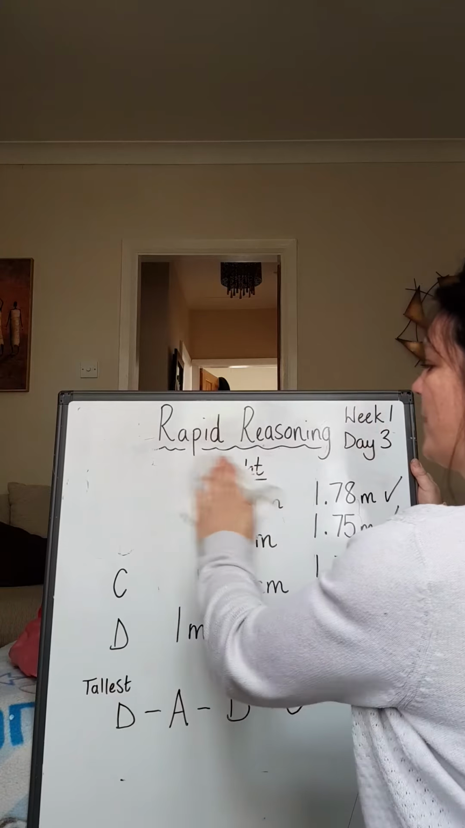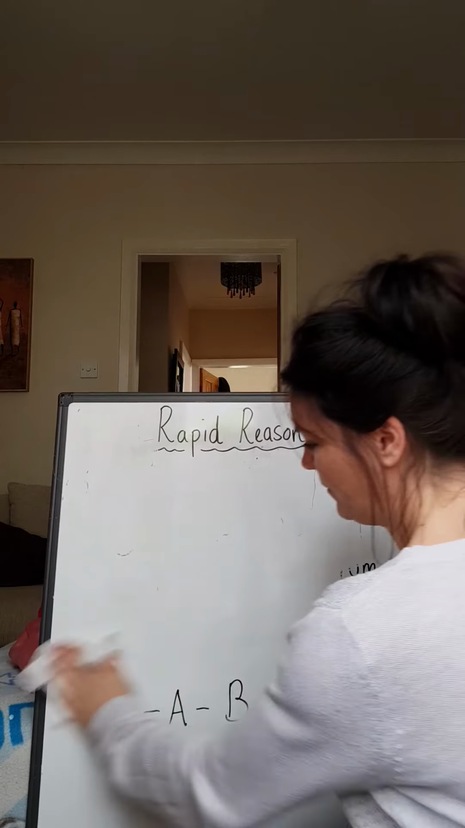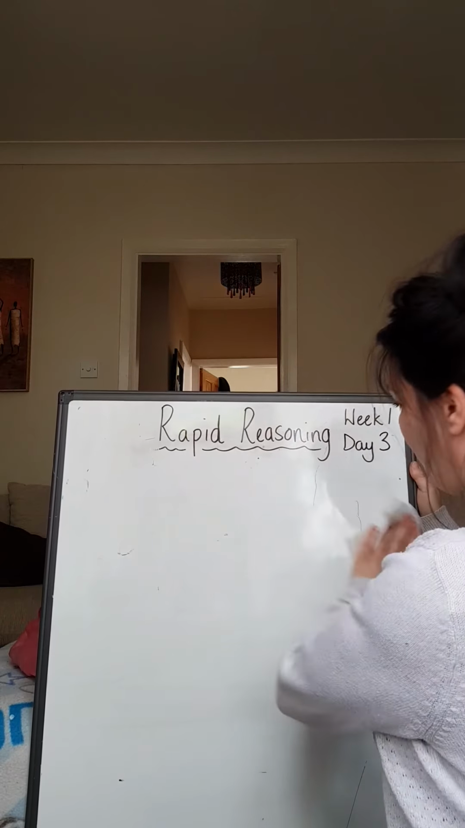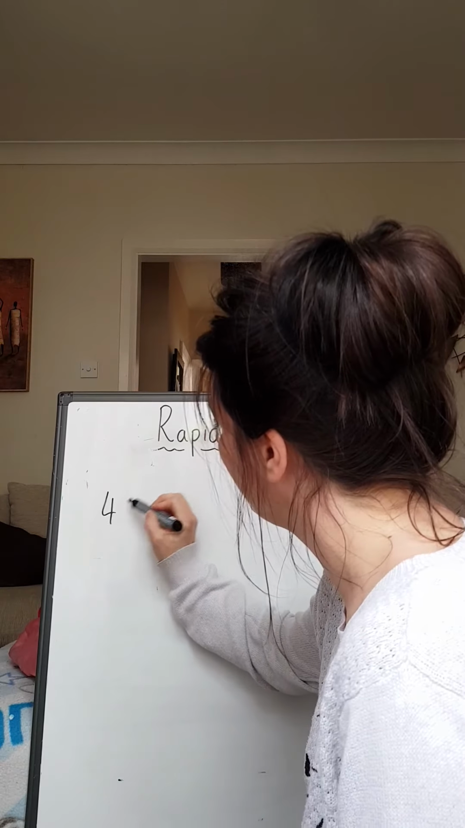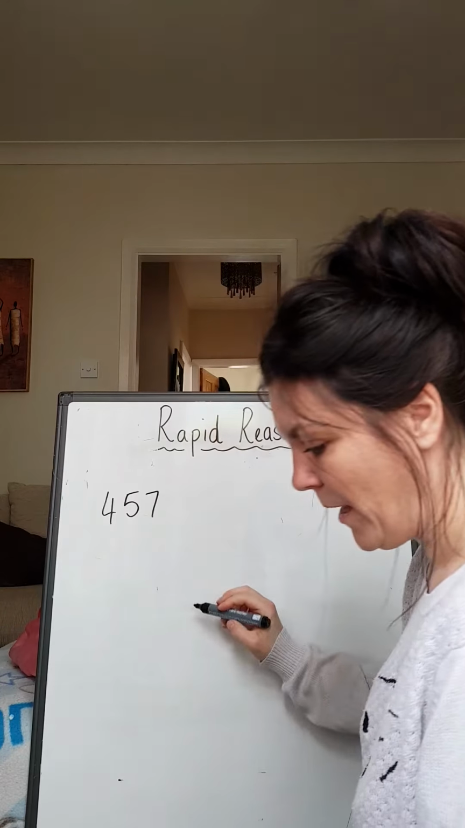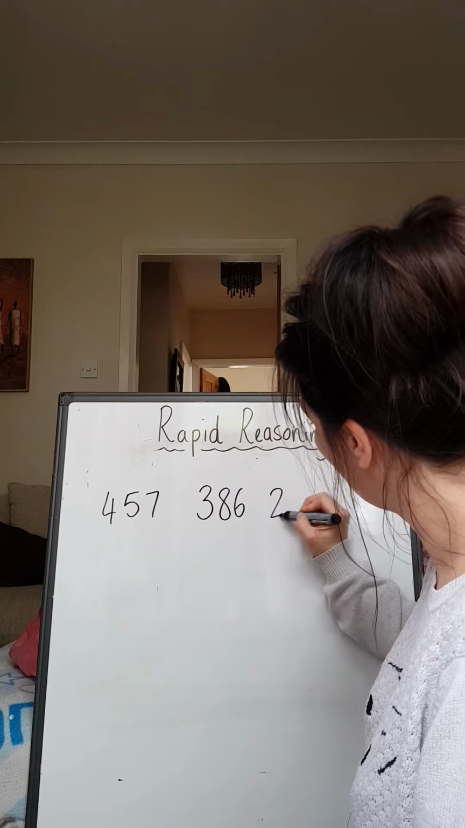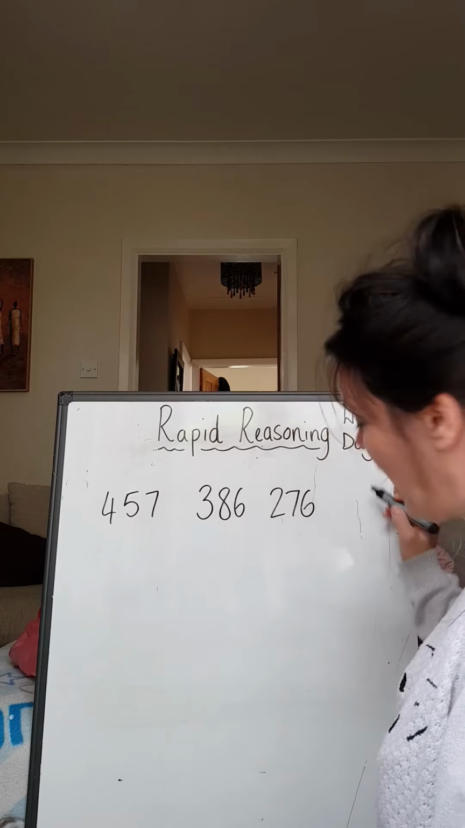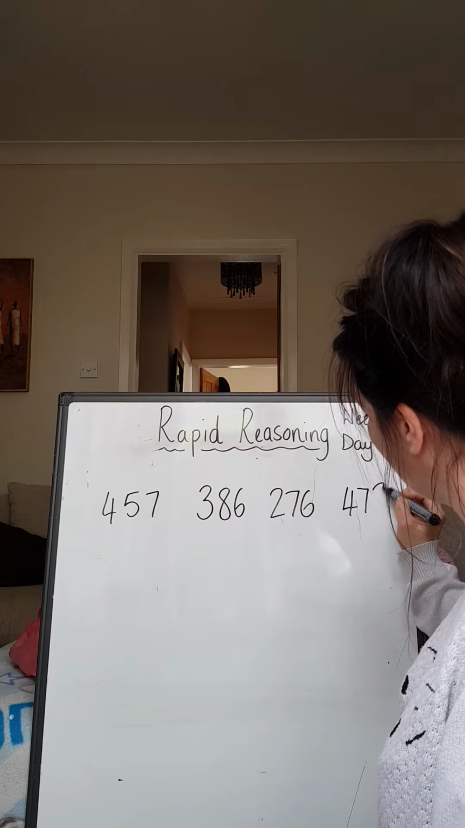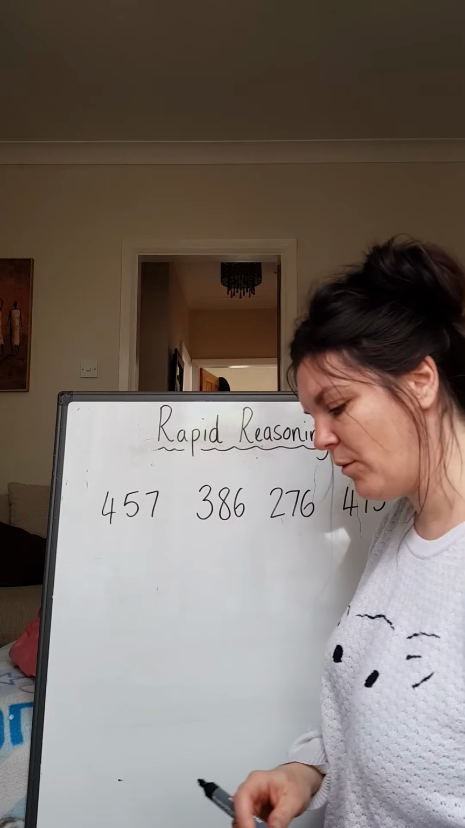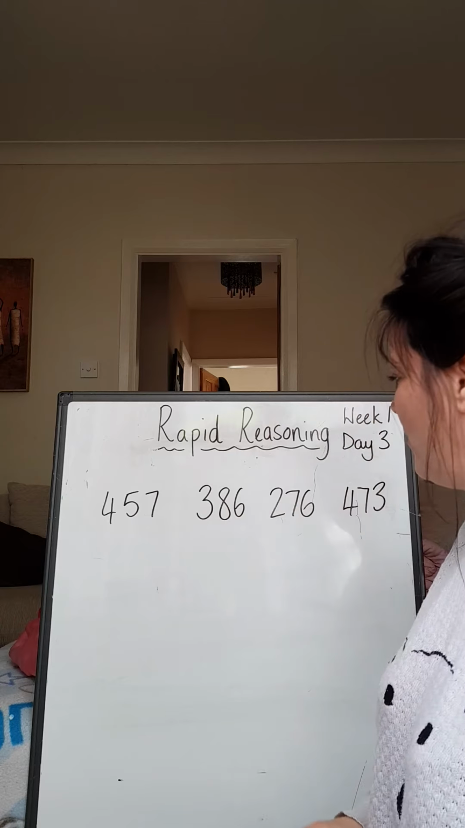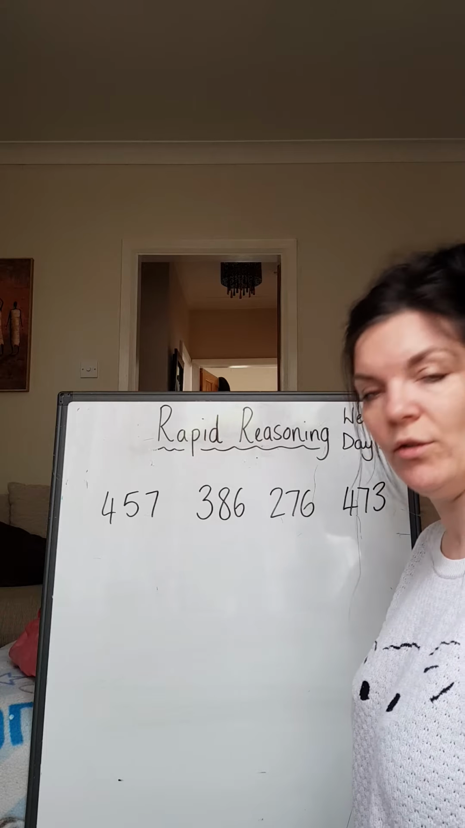All right, question number 2. Meanwhile, the virus is going. Now, there's 4 numbers on the rapid reasoning page, and they are 457, 386, 276, and 473. Now, it wants to know which of these two numbers would add together to make 733.